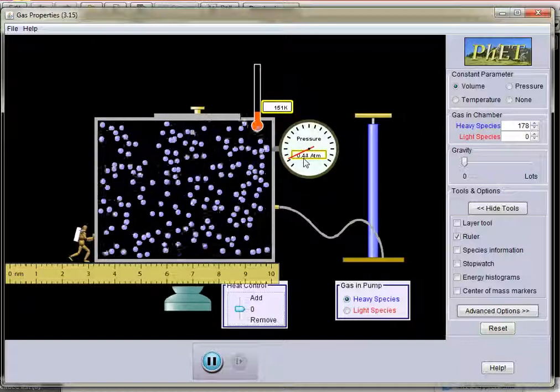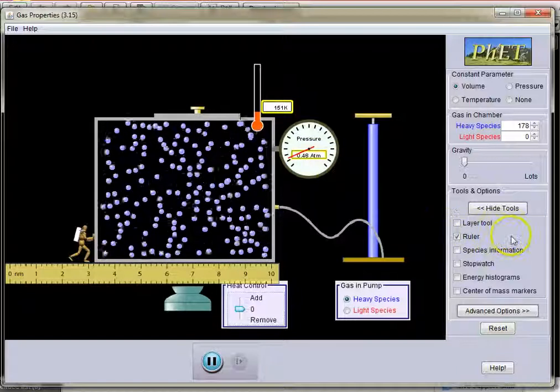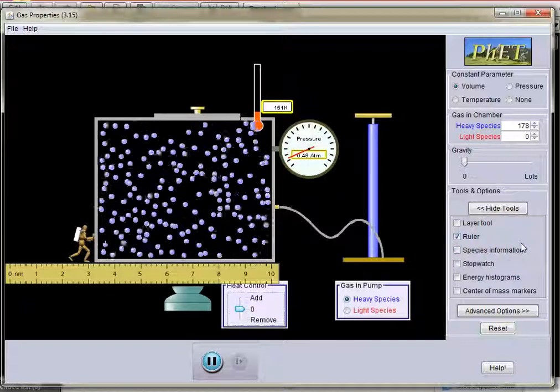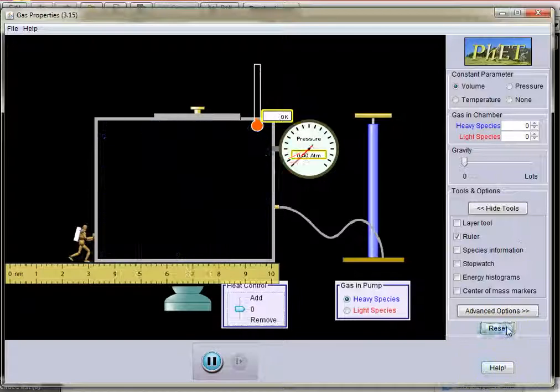Alright, now we'll do the third law, which is Charles' law. This is slightly trickier to prove. We will do that. Let's hit reset. Every time you hit reset, everything goes. Then make none the constant parameter. This is a little trick to get around a glitch in the program. So bear with me.